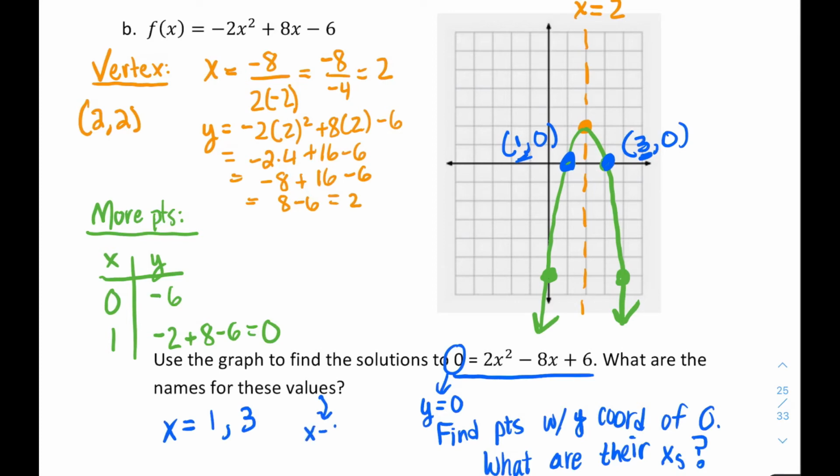And those are also the x-coordinates of our x-intercepts, or what are called the roots of our equation. In addition, they could also be called the zeros of this function. Lots of words to describe that idea.